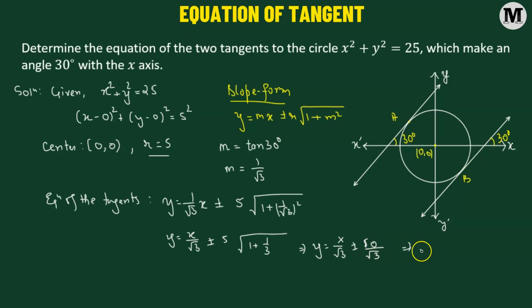Multiplying throughout by the square root of 3, we get square root of 3 times y equals x plus or minus 10. So this is going to be the equation of the tangent. We are getting a plus or minus 10 value. That means we are going to have two y-intercept values. One is going to be positive 10, and the other one is going to be negative 10, which is going to correspond to the lower tangent line.